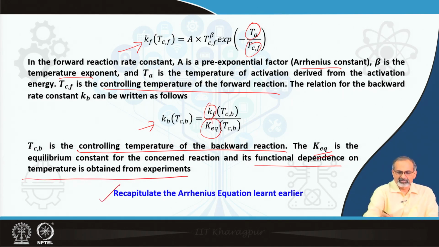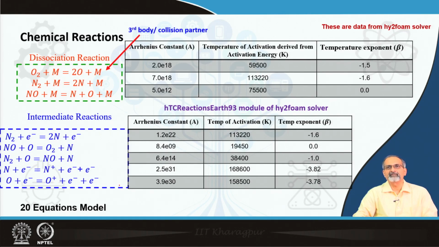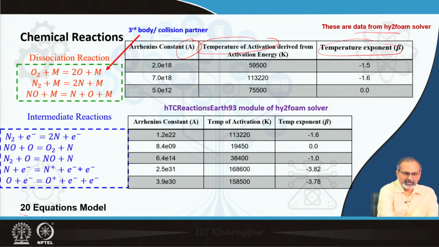In this context, you need to recapitulate the Arrhenius equations which we learnt or discussed earlier. The nomenclature may be slightly different. The nomenclature that we are using over here is better tuned with the flow solver which is used here, and we therefore refer to this slightly different nomenclature, because you will see some of those terms figuring in this slide, where you see the constant, the temperature of activation, the temperature exponent, and so on. These are all from the hy2Foam solver. It is a 20 equations model.